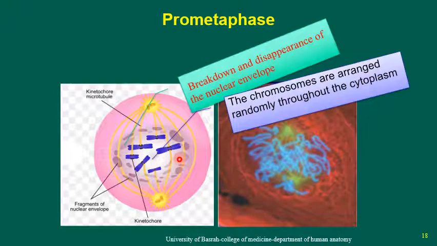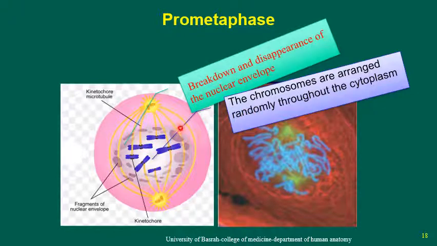Second, the chromosomes are arranged randomly throughout the cytoplasm, and the microtubules become attached to the electron-dense protein complexes called kinetochores, or called centromere, which are located at the constricted region of each chromatid, that is called centromere. This is called mitotic spindle microtubules. These spindles assist in migration of the chromosomes to the opposite poles.